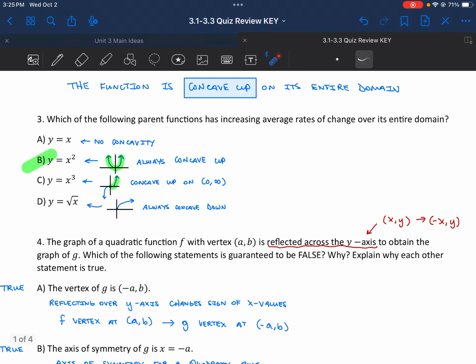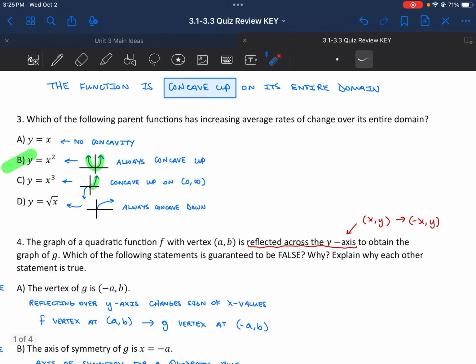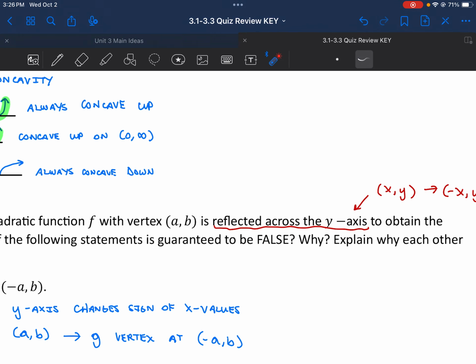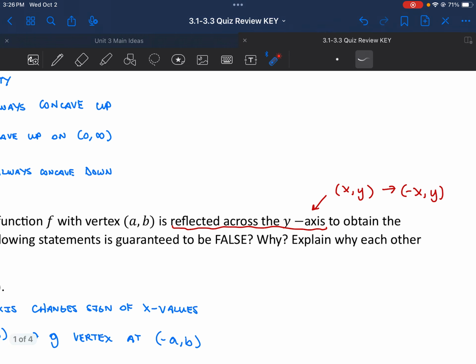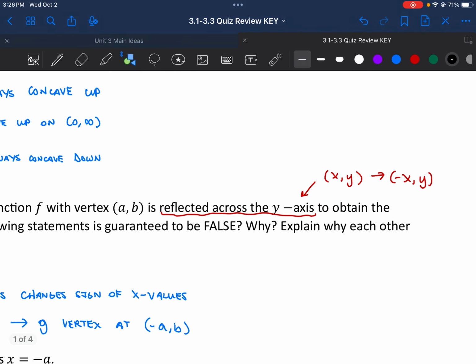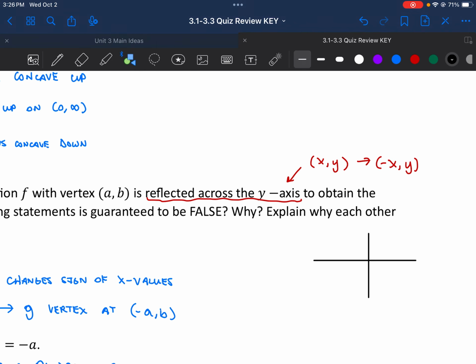All right, number 4. The graph of a quadratic function with vertex at (a, b) is reflected across the y-axis to obtain the graph of g. Which of the following statements is guaranteed to be false and why? And let's also explain why the other statements are true. So the key here is reflected across the y-axis. And when we reflect something across the y-axis, what it actually does is it just changes the x values. You can see it real easily. Let's consider something like this.